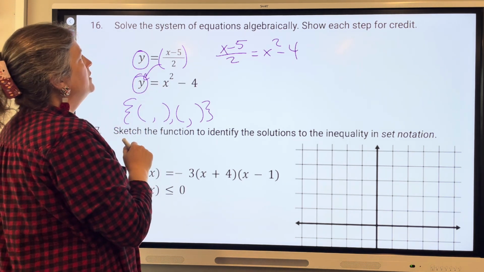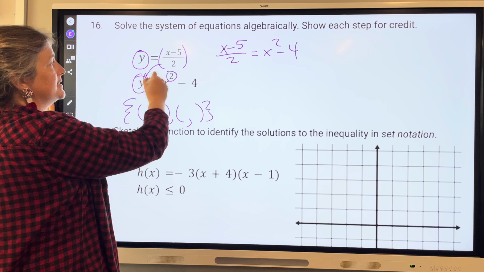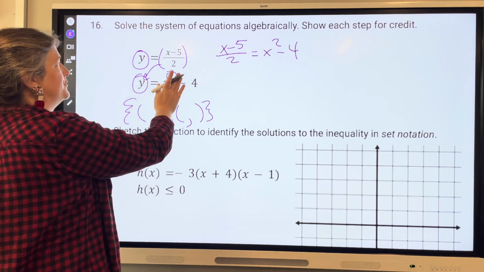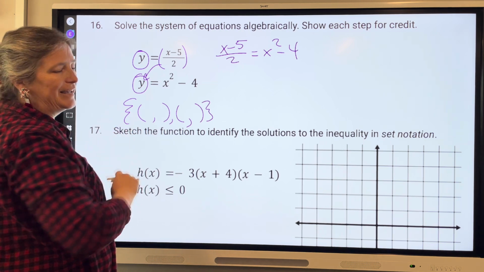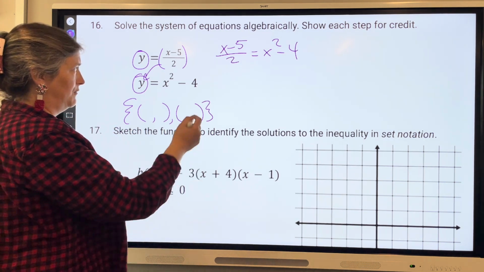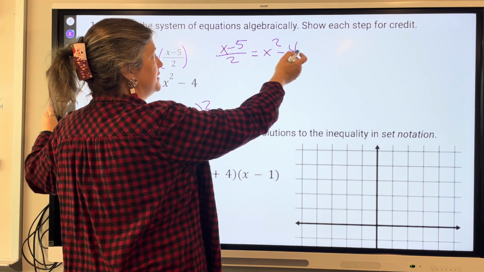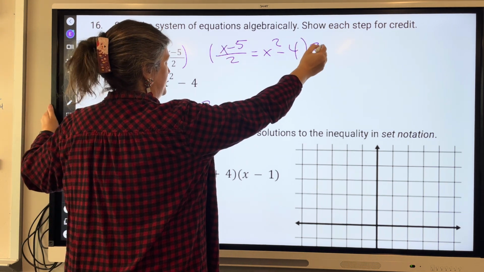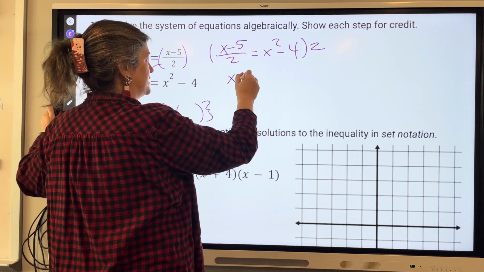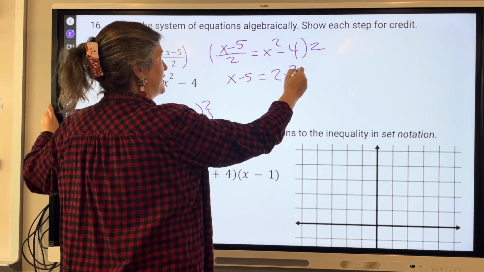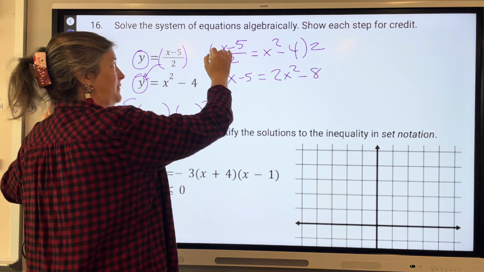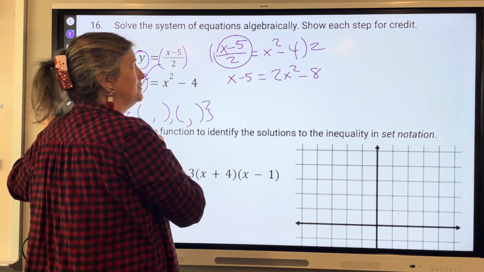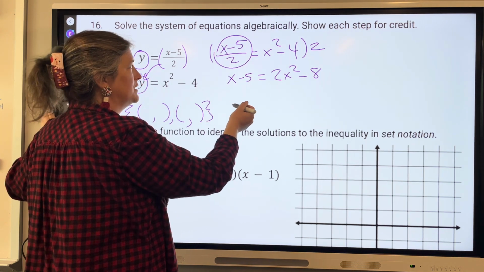For right now, because it is a system of equations and it's non-linear, I might have 0, I might have 1, or I might have 2. I can't help but think a little graphically. So now I'm just going to try and solve this quadratic equation. If I multiply the whole equation by 2, I get x minus 5 equals 2x squared minus 8. I double this whole expression and it makes the 2 go away, right? It was halved and then it was doubled.